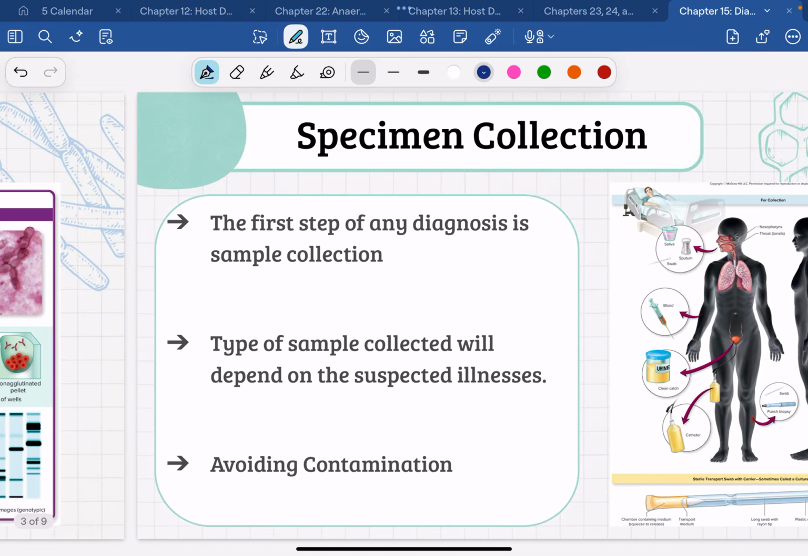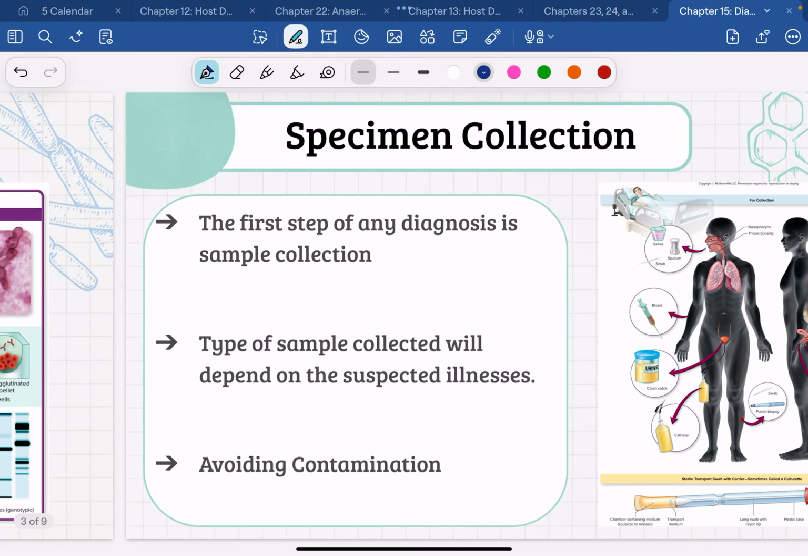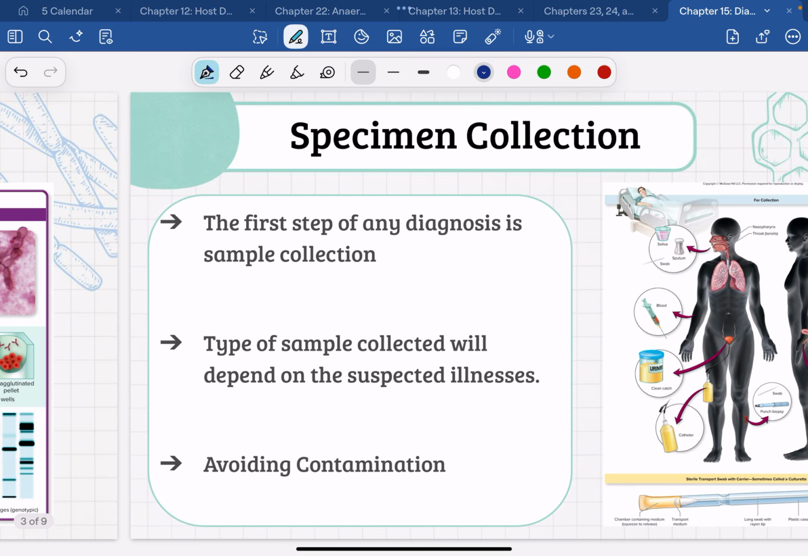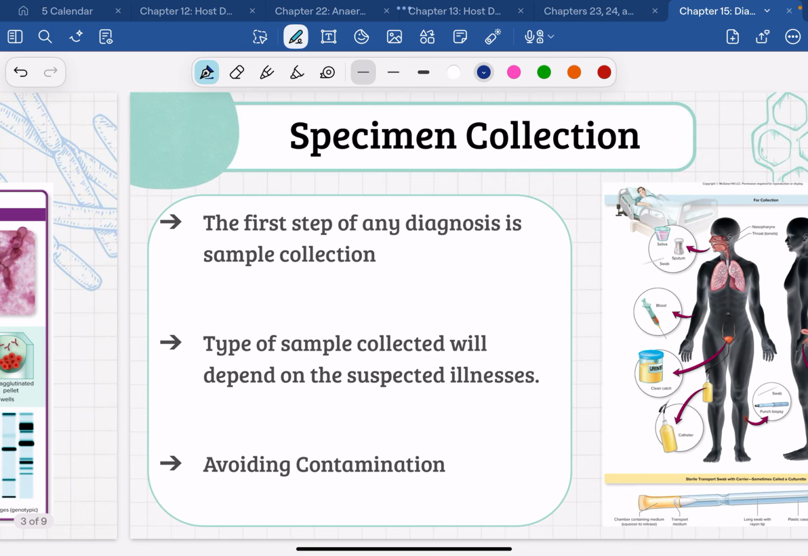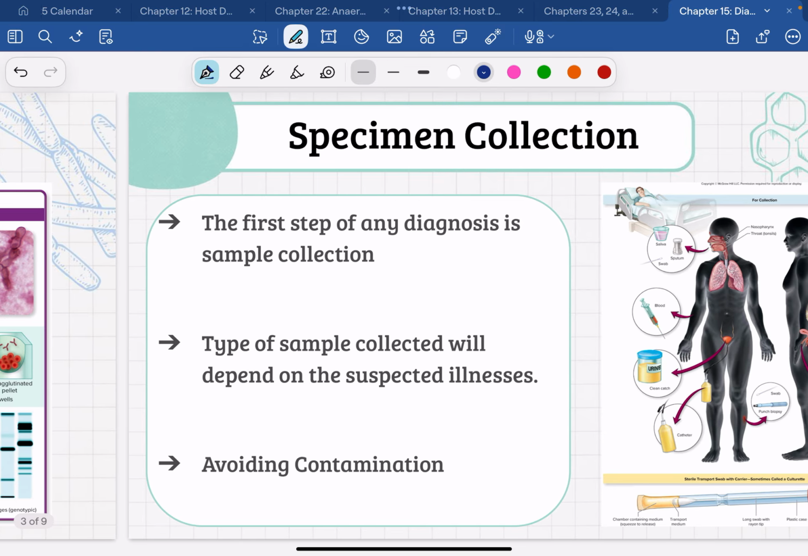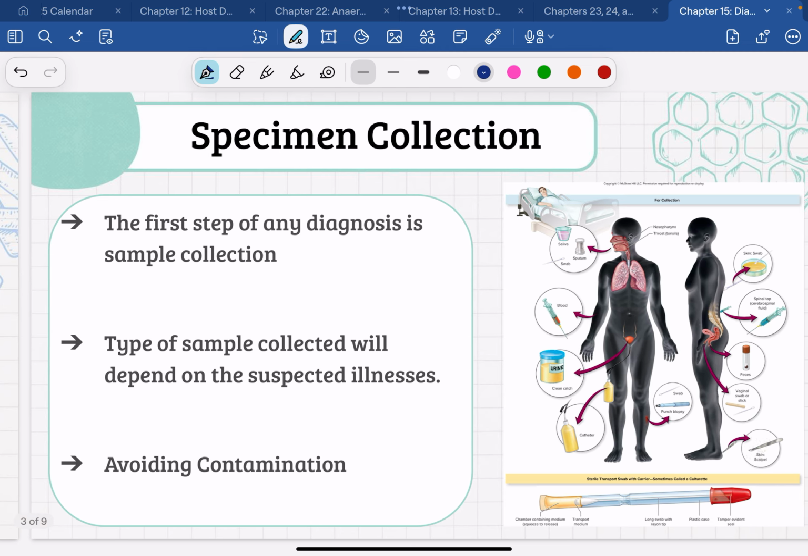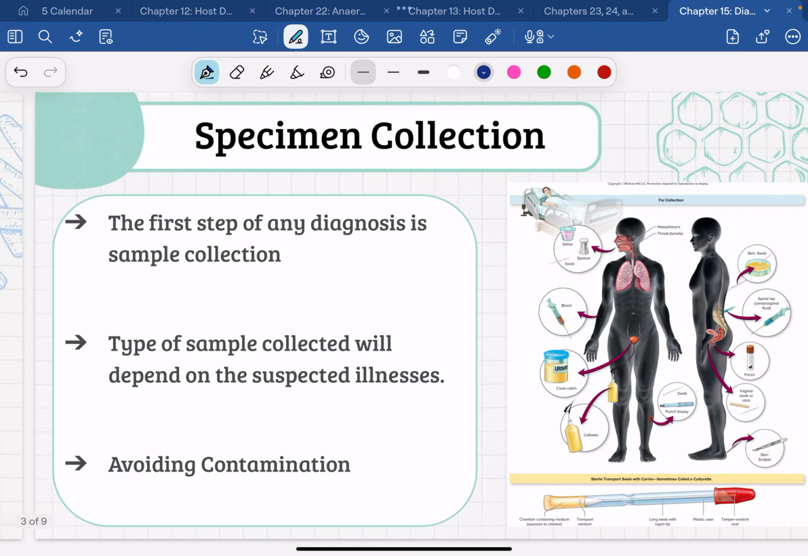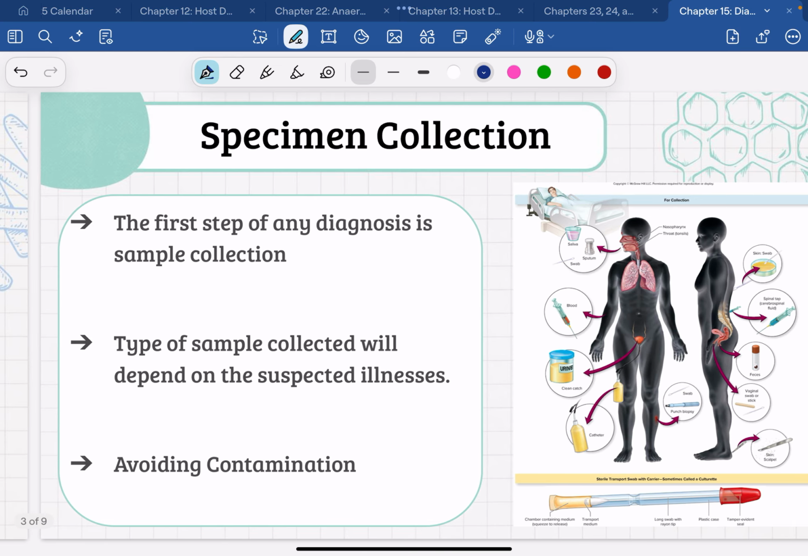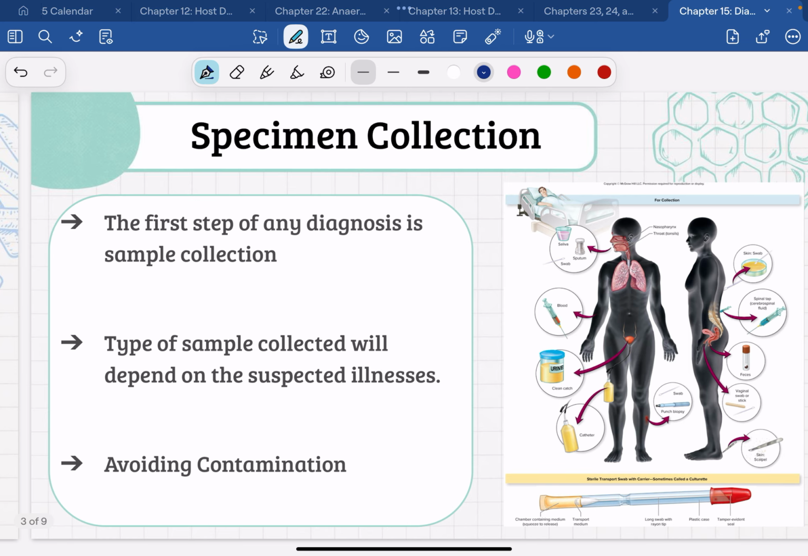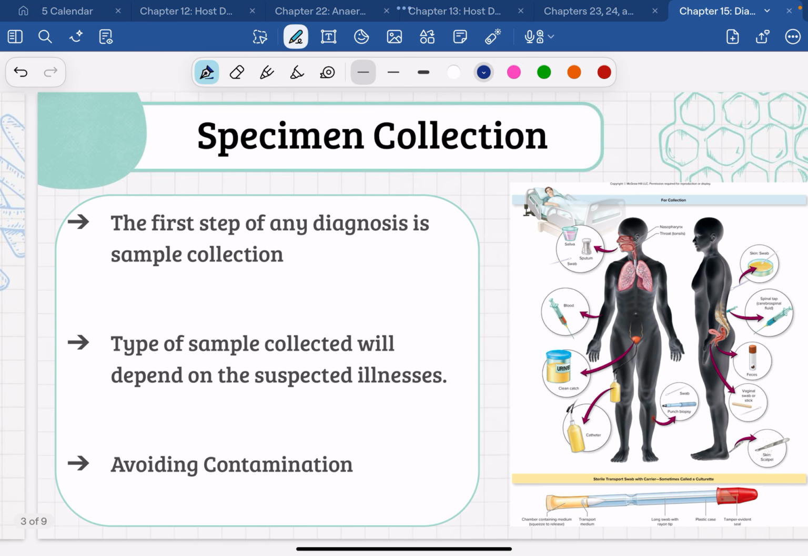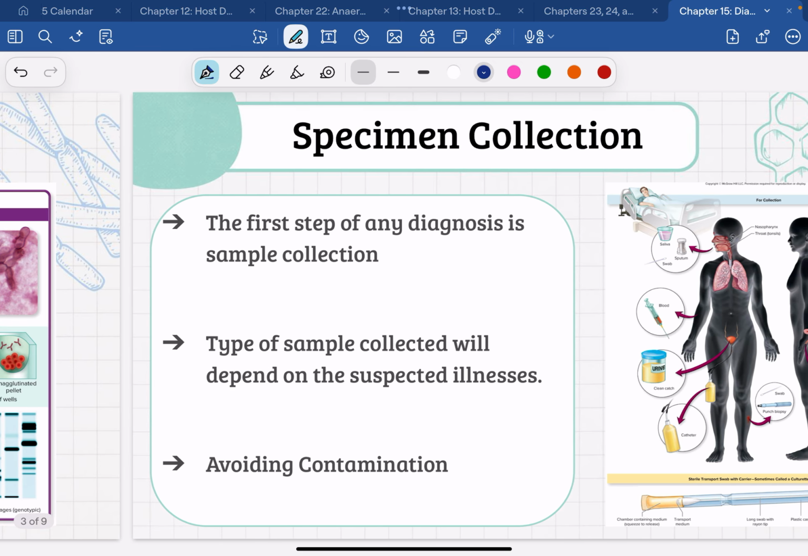Now, the type of sample collected is going to depend on the suspected illness, right? If you suspect somebody of having a urinary tract infection, collecting a nose swab isn't going to do much for you. Okay, if you suspect somebody of having a urinary tract infection, you probably want to collect a urine sample. If you suspect somebody of having a GI illness, right, they have something going on inside their gut, you're probably going to want to collect a fecal sample. If you suspect somebody having the flu, you're going to collect a nasal swab.